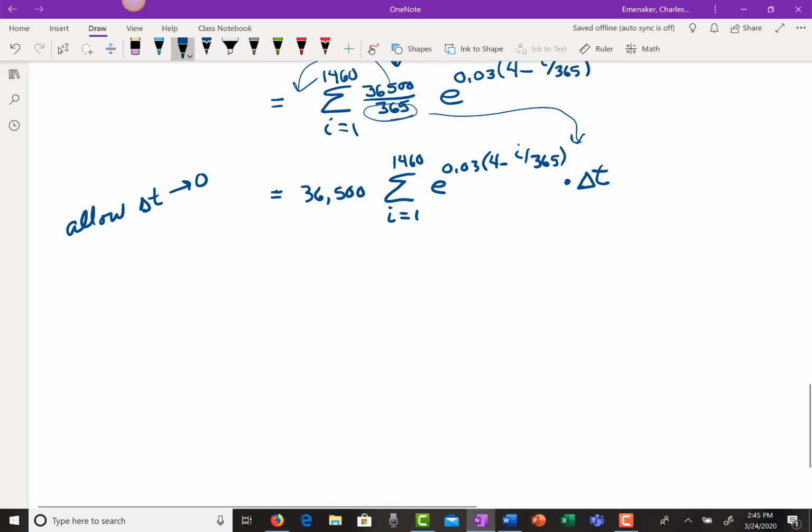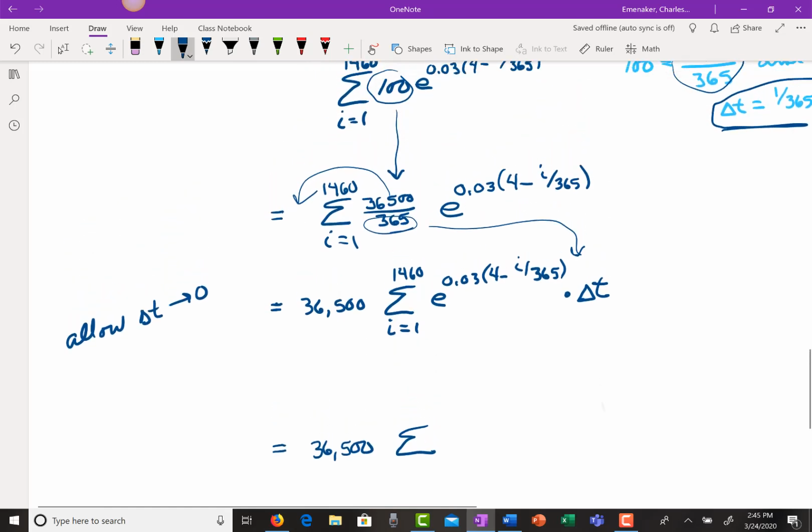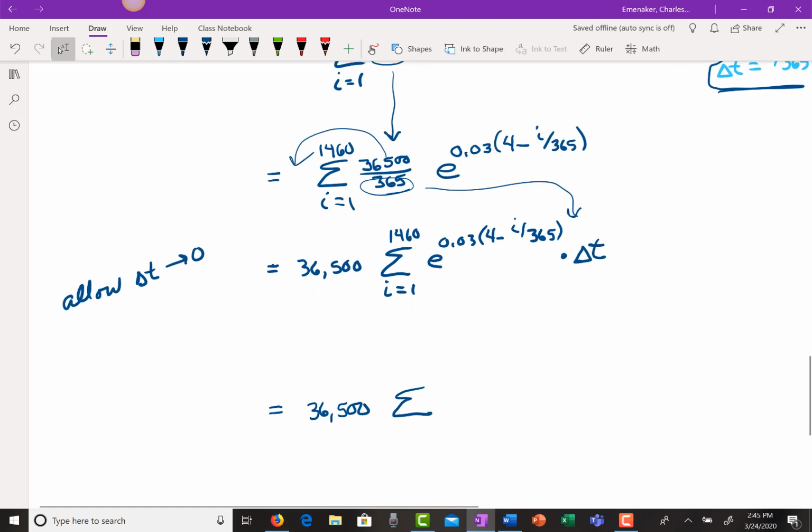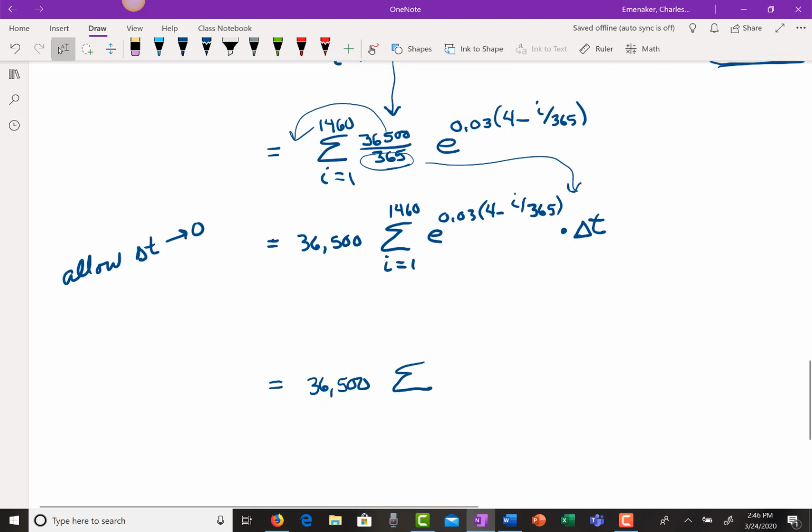we can rewrite this as 36,500. We've got our sum. T is going to be defined as 1 over, well, wait a minute. Our t is going to be the I over 365. So we can change this around. So we get t is equal to I over 365.